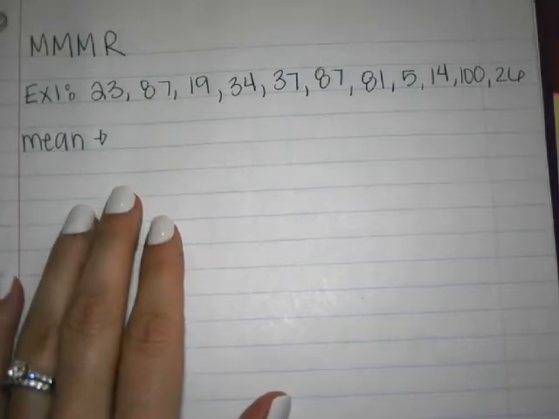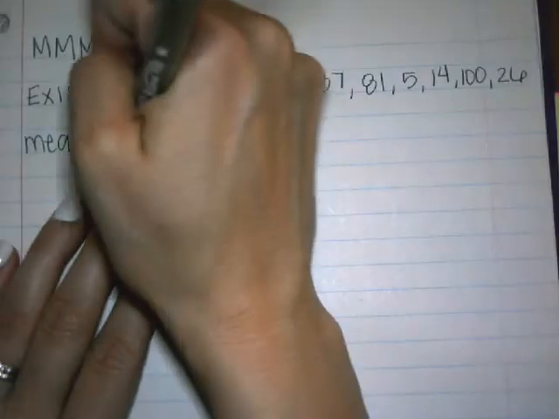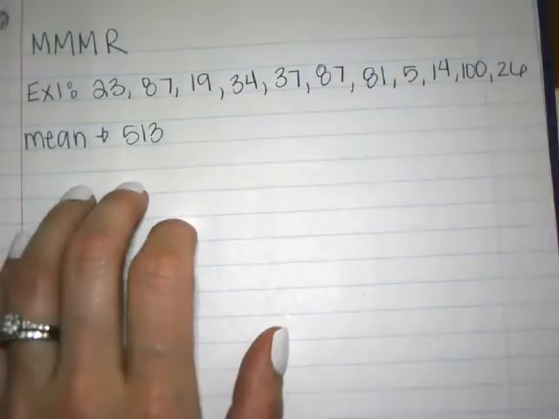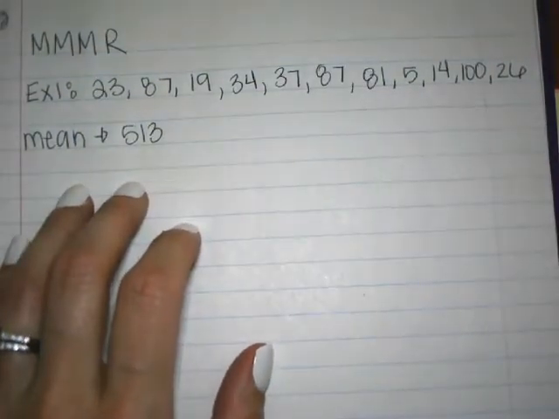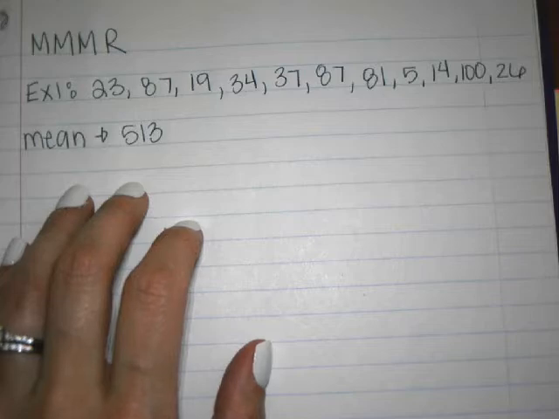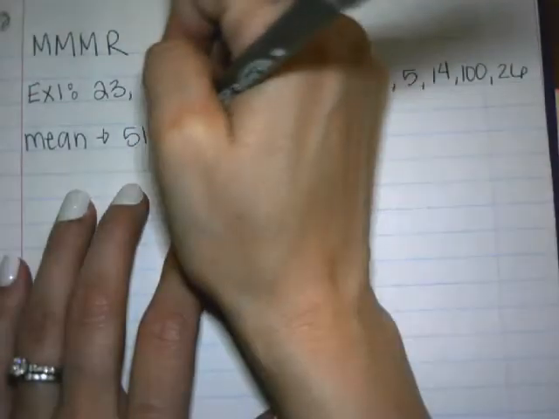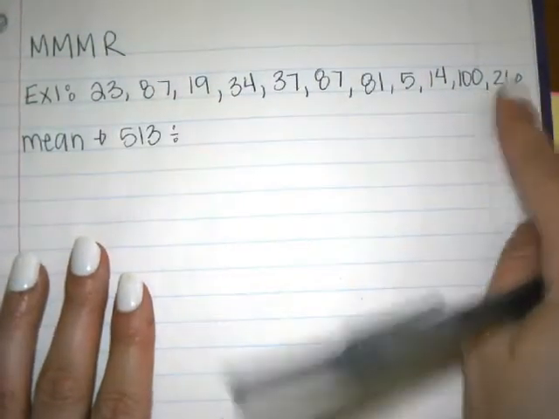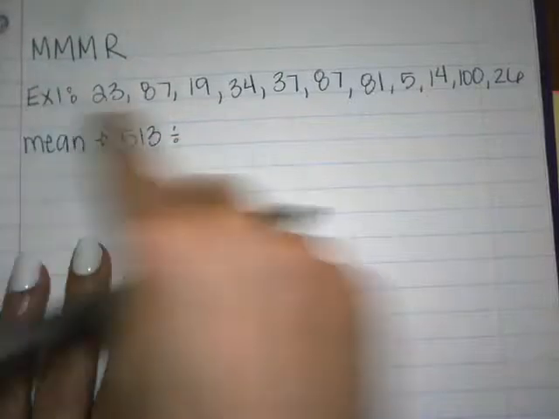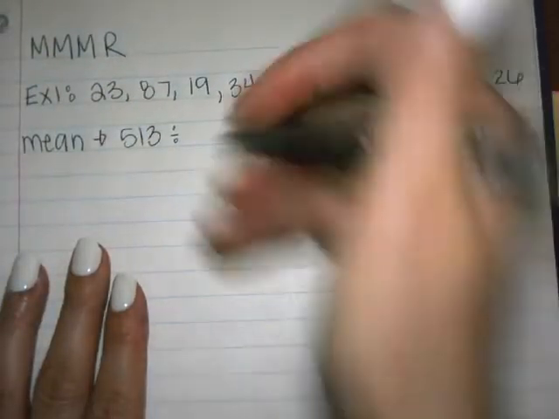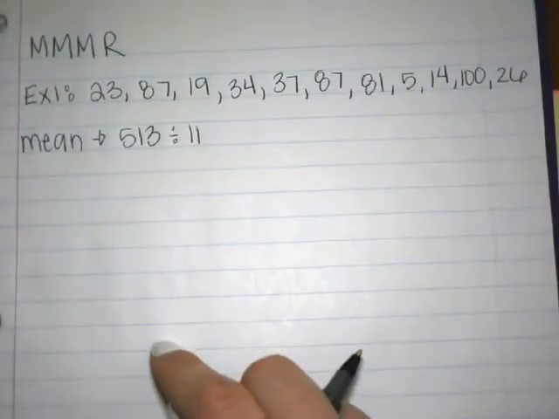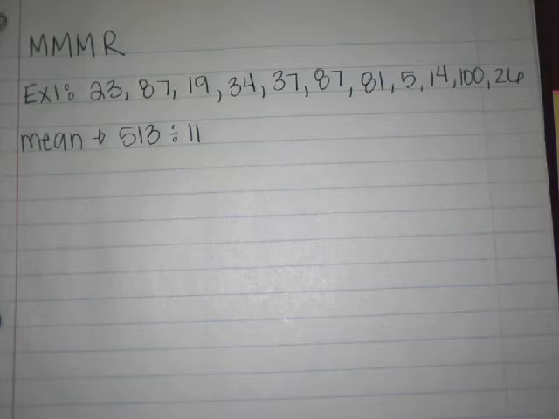Did we all get the same answer? What'd you get, everyone? Okay, so when you added, you all told me 513. That is correct. Now, what's my next step? I got to divide by the number of numbers I added together. So how many numbers did I add together? 11. So that means I need to take that 513 and divide by 11.